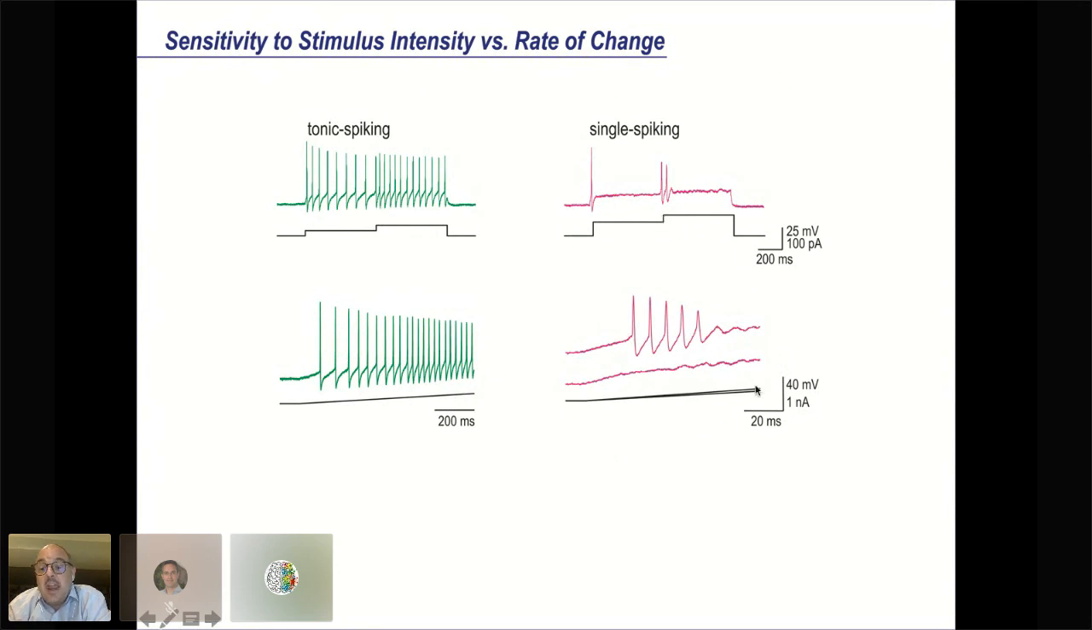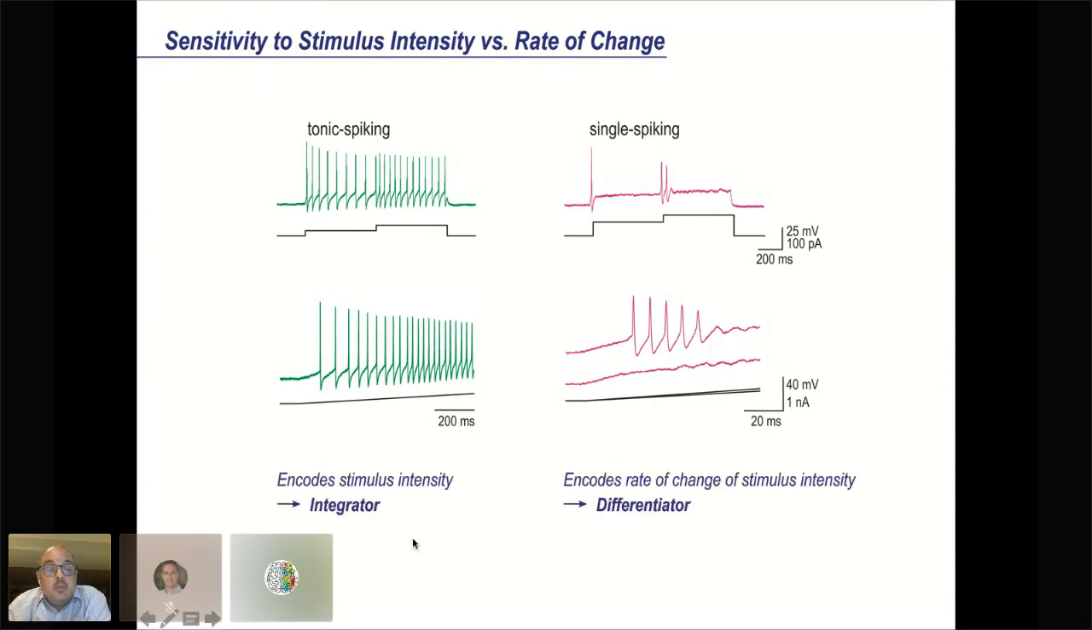And in fact, if you apply a ramp, this is a much steeper ramp than over here, you can see that there's a threshold rate of change of stimulus intensity that's required to make it spike. And so this is a good example of a neuron that we might refer to as an integrator. It's good at encoding stimulus intensity with firing rate, versus this neuron, which you might refer to as a differentiator because it's really taking the derivative of its stimulus intensity in order to decide whether or not to spike, but it's more commonly referred to as a coincidence detector.